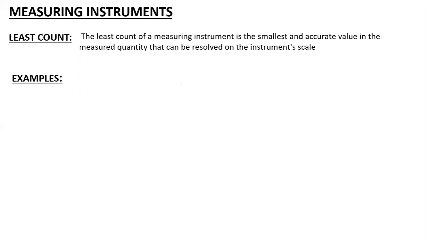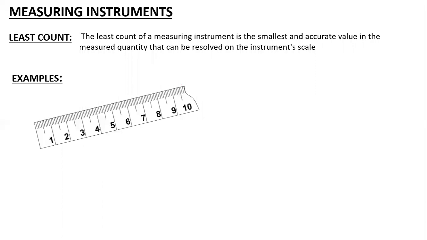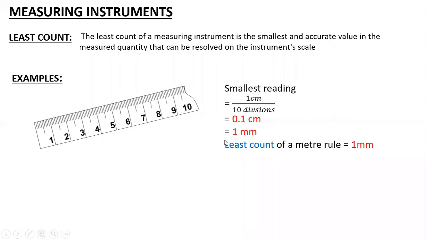We can just understand by certain examples. Suppose I take an example of a normal meter ruler, a scale. If I take a normal scale and compare the smallest reading on it, we see that within 1 centimeter there are 10 divisions. So the smallest division is 0.1 centimeter. That can be observed at this point. This is your smallest reading. We can also write it as 1 millimeter, so the least count of a meter scale or meter rule is 1 millimeter.